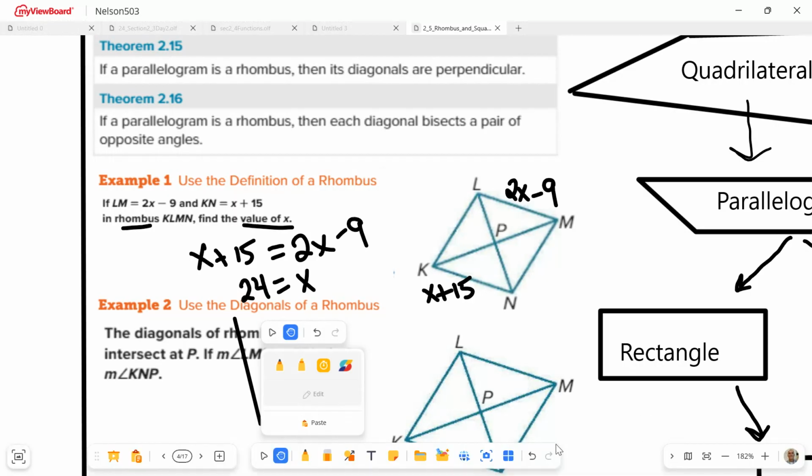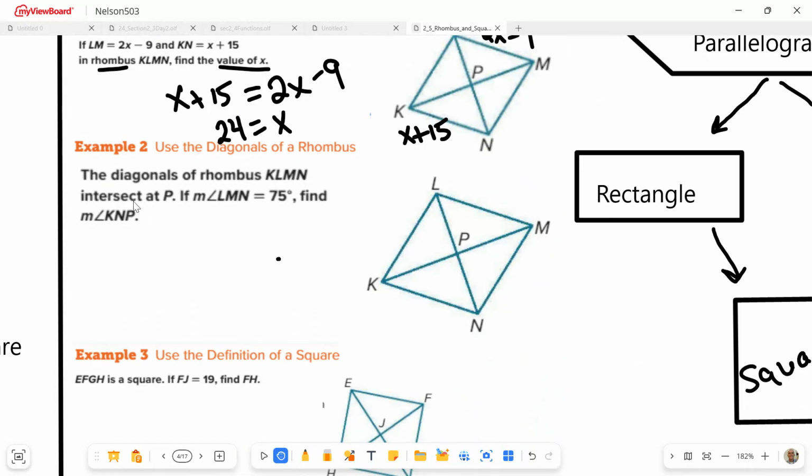So example 2 is we've got the diagonals of a rhombus. We know the diagonals make right angles right in here, and they bisect one of the pairs of angles. It says the measure of LMN is 75 degrees, so in your drawing, you're going to put 75. And then it says KNP. Where's KNP? There it is, right there. So this angle right here is what we're looking for.